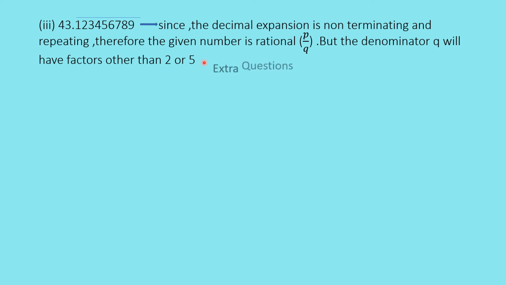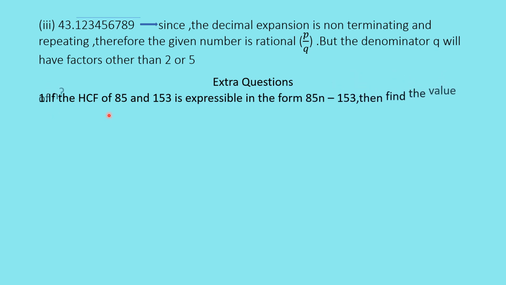Now moving to extra questions. In that, question number 1: if the HCF of 85 and 153 is expressible in the form 85n minus 153, then find the value of n. Here it is given HCF of 85 and 153 can be expressed as 85n minus 153. So first we have to find the HCF of 85 and 153.